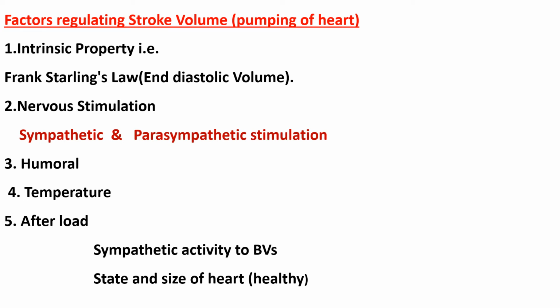Afterload. The presence of blood in the aorta is causing pressure in the aorta to increase, and then if the aorta is pumping the blood ahead and it is getting emptied easily, then the heart will easily pump the blood into the aorta. But if the blood vessels ahead of the aorta are constricted, blood is not emptying into those blood vessels, then the pressure in the aorta is more, and it is difficult for the ventricle to pump the blood into the aorta. And if such things happen, the state and size of the heart, even if they are not healthy, that will cause a decrease in the stroke volume.